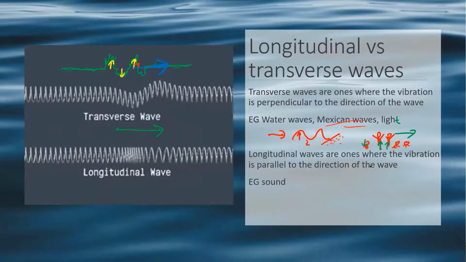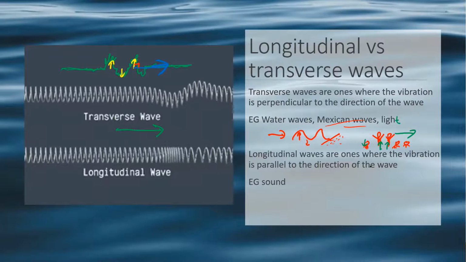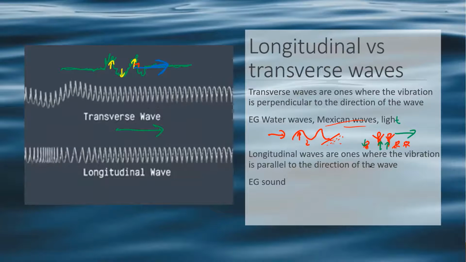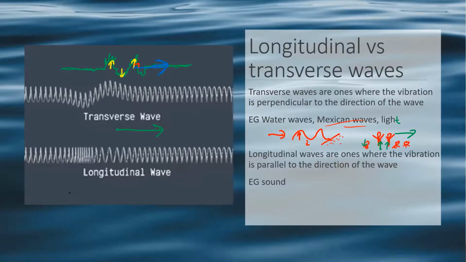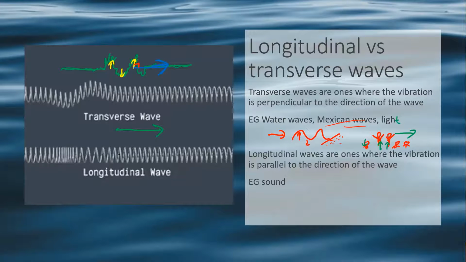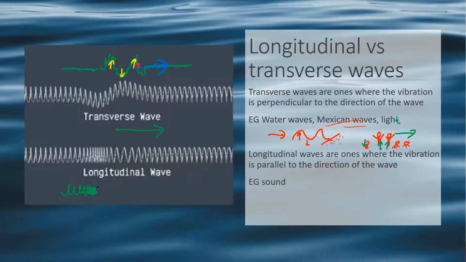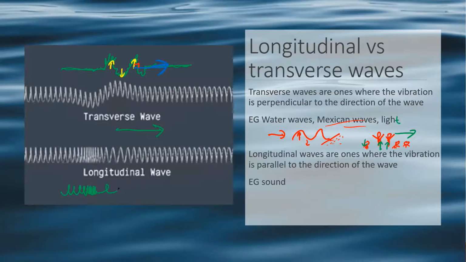Longitudinal waves are different. Longitudinal waves are ones where the vibration is parallel to the direction of the wave. So let's take a look at this example down the bottom here. In this longitudinal wave, we can see there is an area of high compression, and before that, an area of low compression.